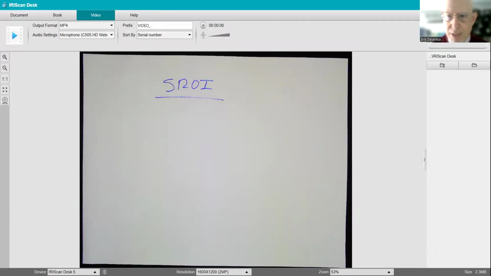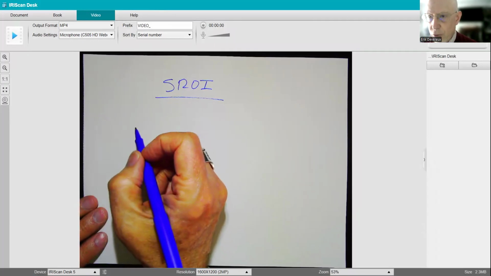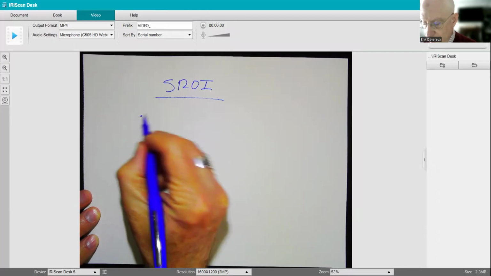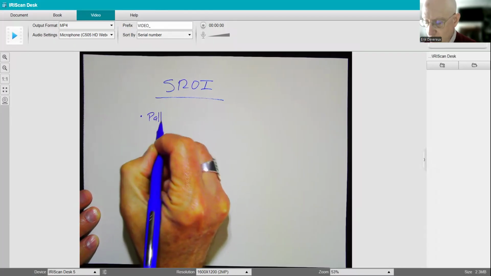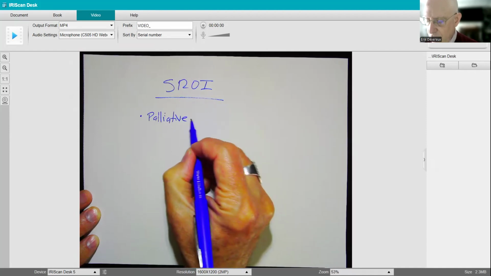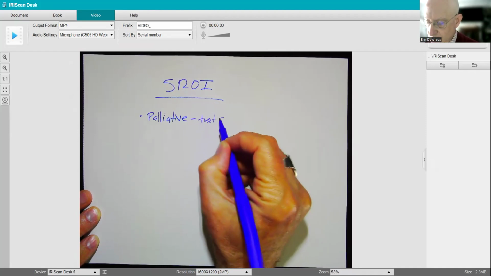And to begin with, I want, as I do in the book, to talk about four different categories of interventions. So we have palliative interventions. We have a problem, and we engage in a palliative approach, and here we treat symptoms.